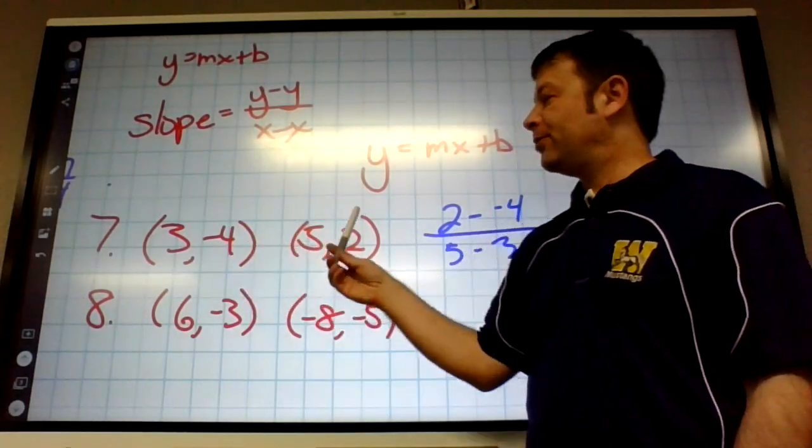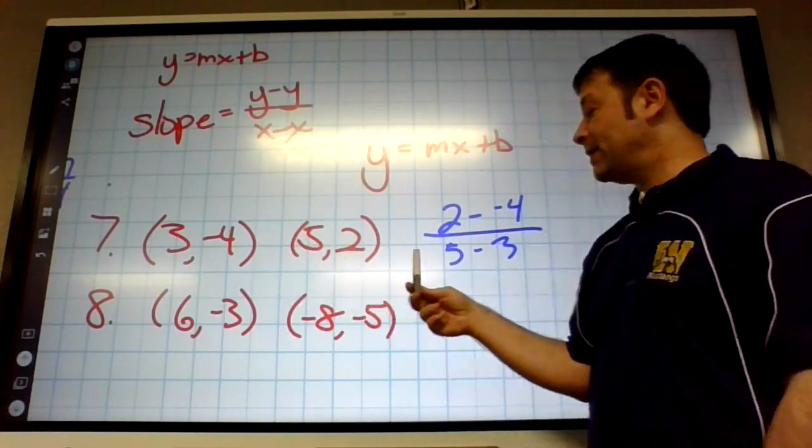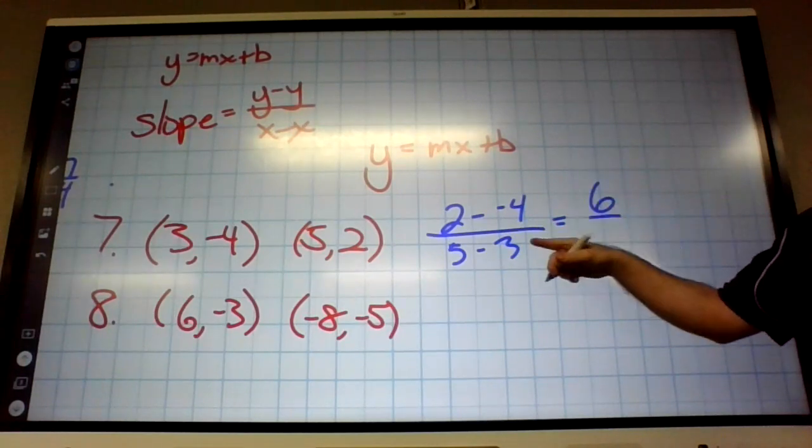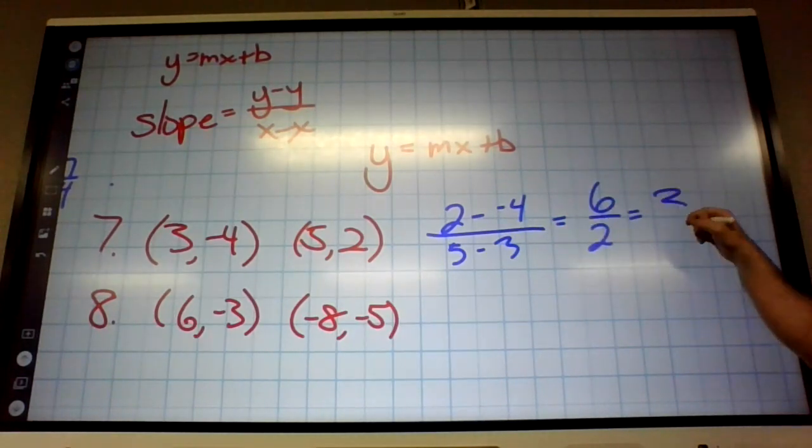So if you did negative 4 minus 2 and 3 minus 5, you should get the same answer. In this case, 2 minus negative 4 is 6, 5 minus 3 is 2. That does reduce. 6 divided by 2 is 3. Like a 3 or a 3 over 1 slope.